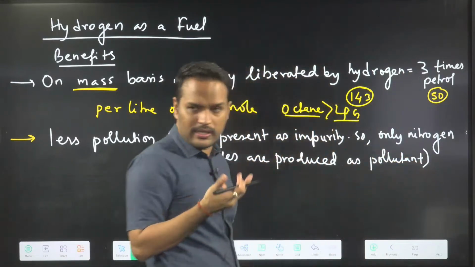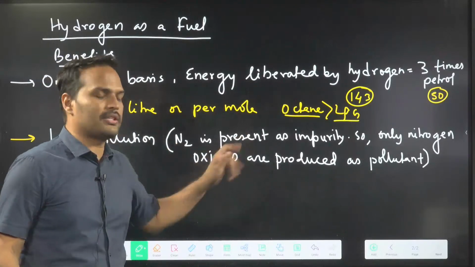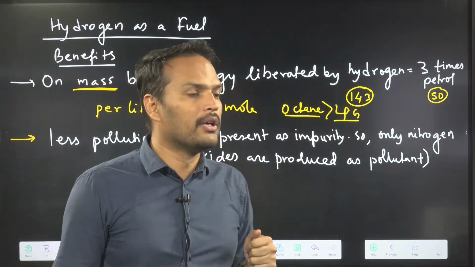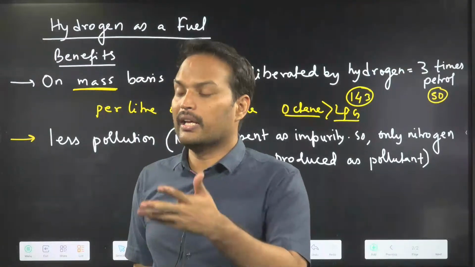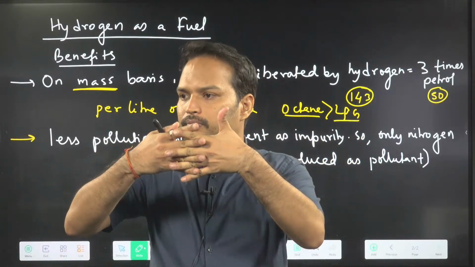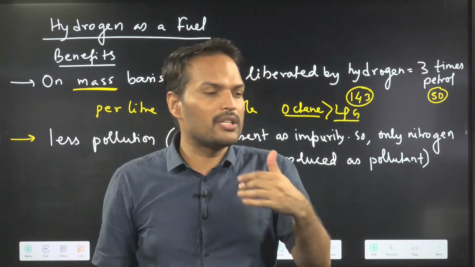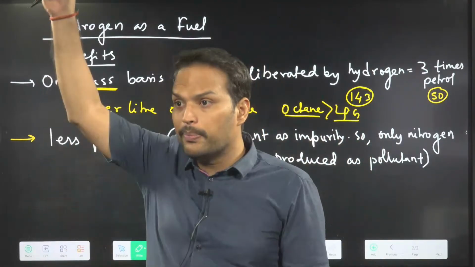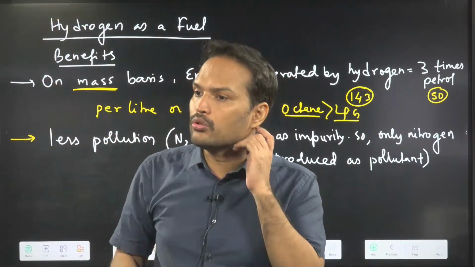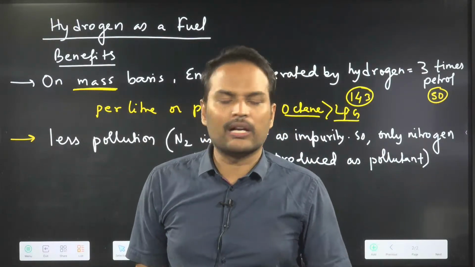At least carbon monoxide is not there. So only nitrogen oxides can be pollutant. But nitrogen oxide is also not good. You will study in the environmental chemistry chapter that N2 and O2 combine, and you get NO2, NO, which are not good for the environment. NO depletes ozone. So these nitrogen oxides are also not good. Then they say, we have a solution for that also.